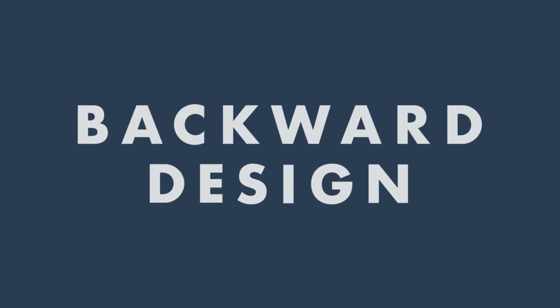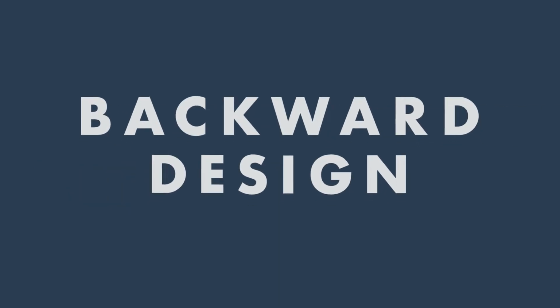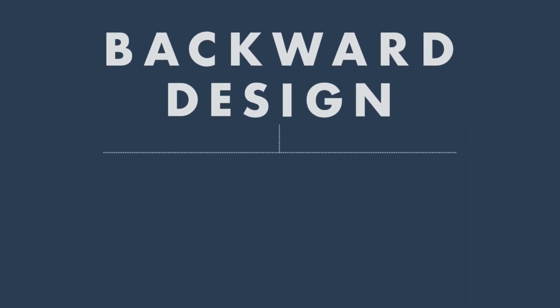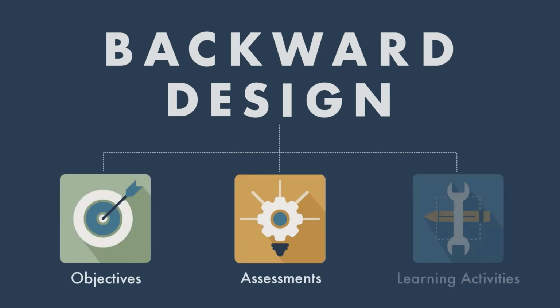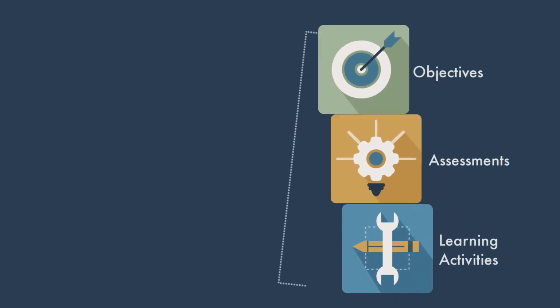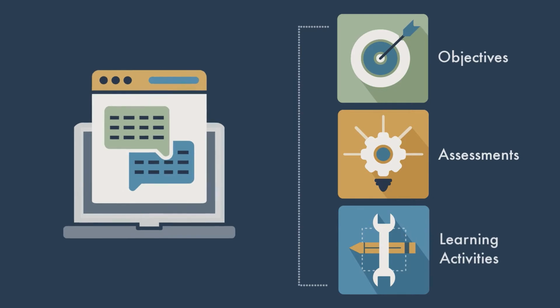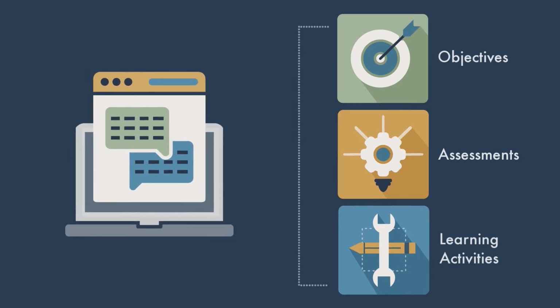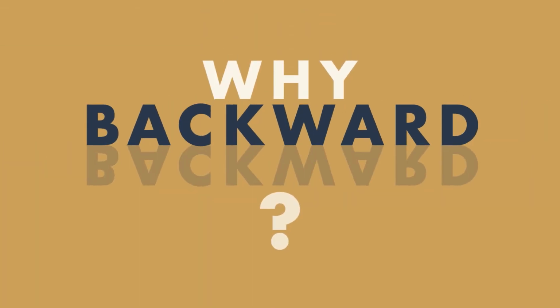Backward design is a useful framework to build a college course. This framework contains 3 parts: objectives, assessments, and learning activities. These 3 elements work together to help create a course that can have a legacy long after the end of the semester. But what makes it backward?